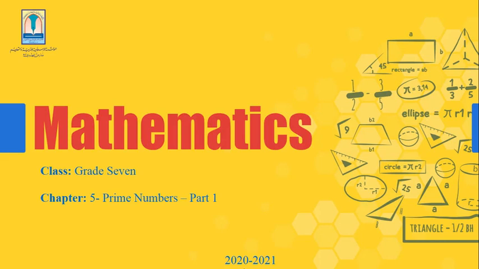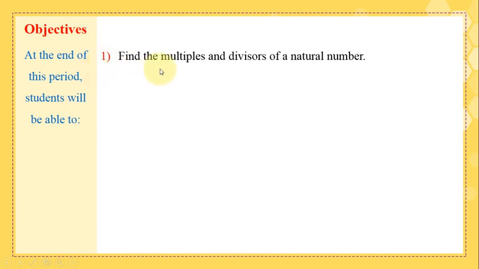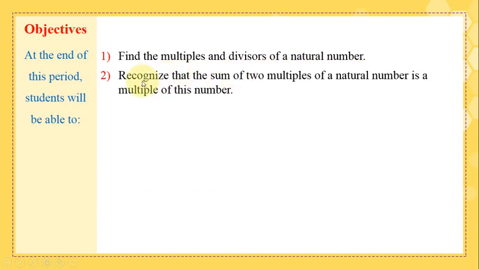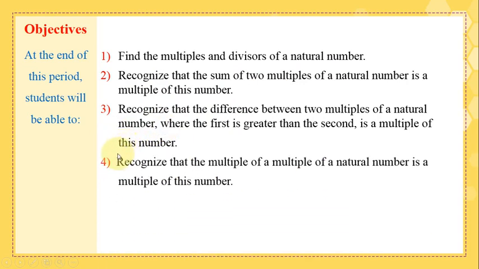This is chapter 5, prime numbers, part 1. Objectives of this period: find the multiples and divisors of a natural number. Recognize that the sum of two multiples of a natural number is a multiple of this number. Recognize that the difference between two multiples of a natural number, where the first is greater than the second, is a multiple of this number.